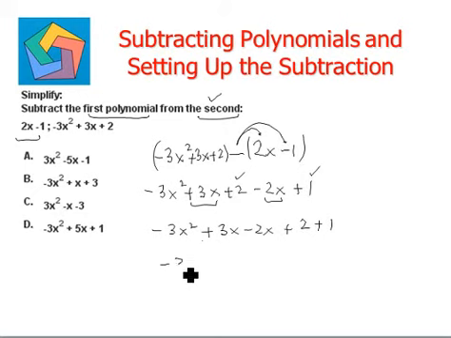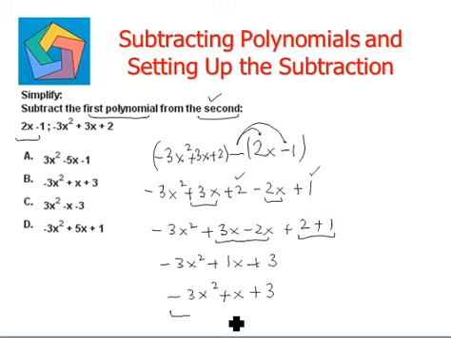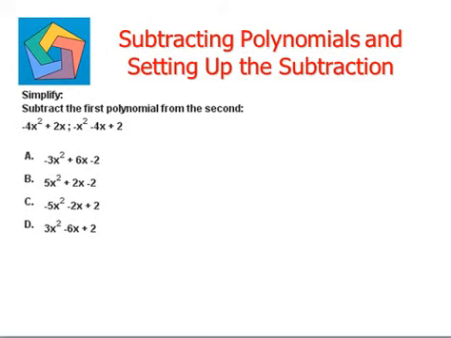Negative 3x squared, plus 3x minus 2x is plus 1x. 2 plus 1 is 3. Or finally we can write it down, negative 3x squared plus x plus 3. This is the final answer and can be seen in option B. Let's try out the next one. I believe it's getting easier now.